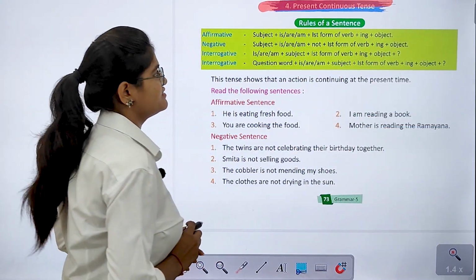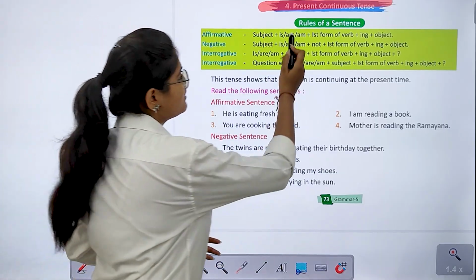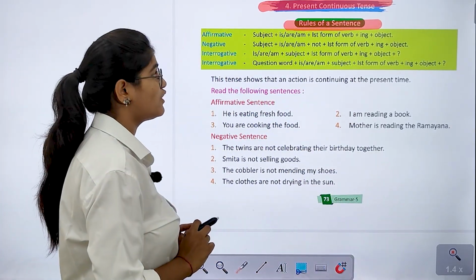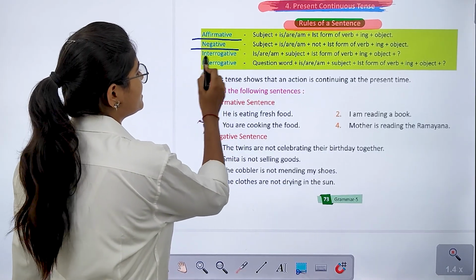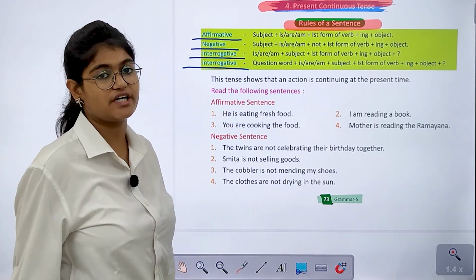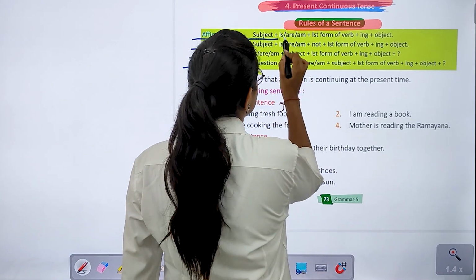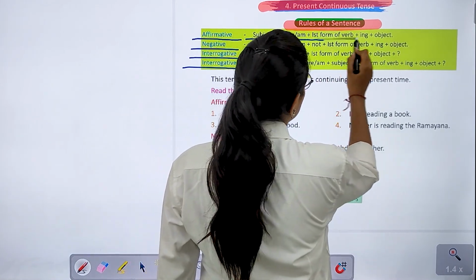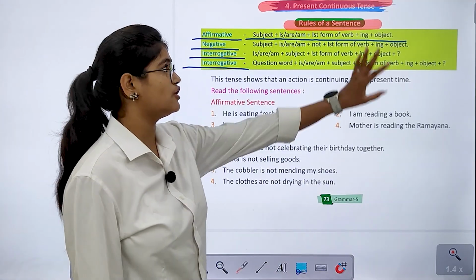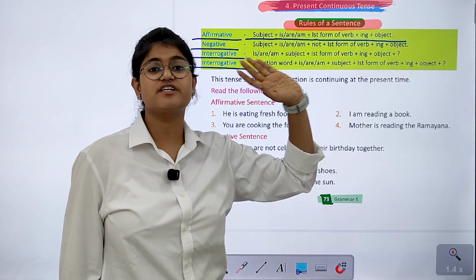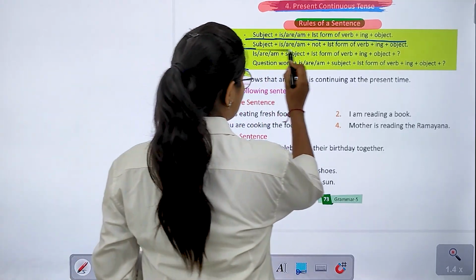Present continuous tense. After that, in the same pattern, we have the rules of a sentence first of all. As we can see, it is the same: affirmative, negative, interrogative and interrogative. The formation of the affirmative sentence is subject plus is/am/are plus first form of the verb plus ing plus object. As we all know, with the continuous tense we add ing to the verb, right? So negative becomes not.